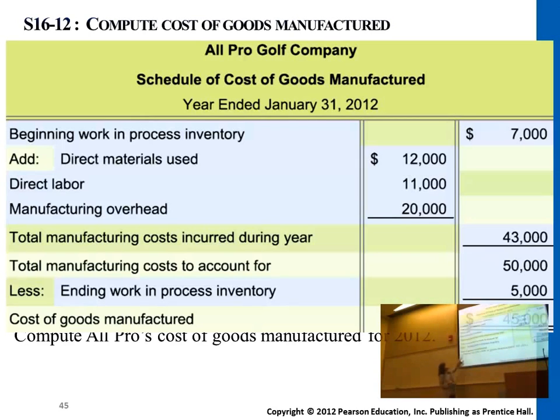So then, when it comes to December 31st, we have $5,000 worth of inventory that are not yet ready for customer. So we minus those, and we get $45,000 of completed goods that are finished. Cost of goods manufactured.